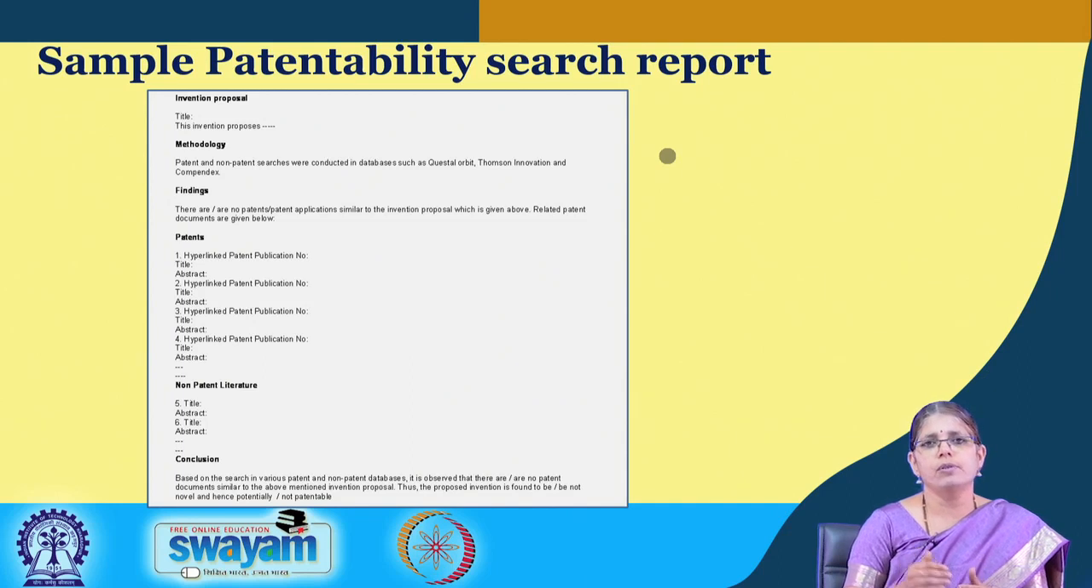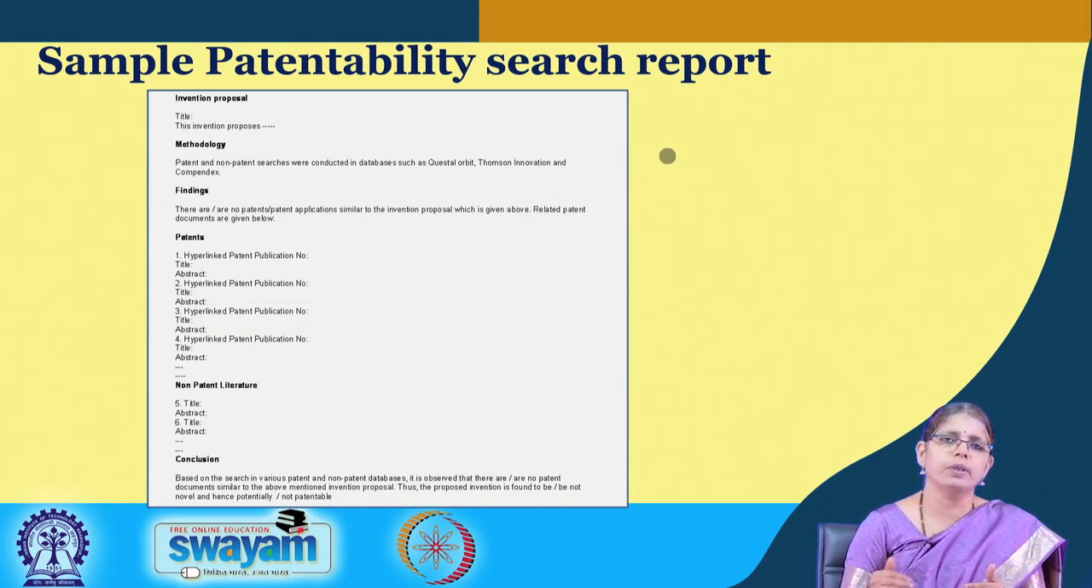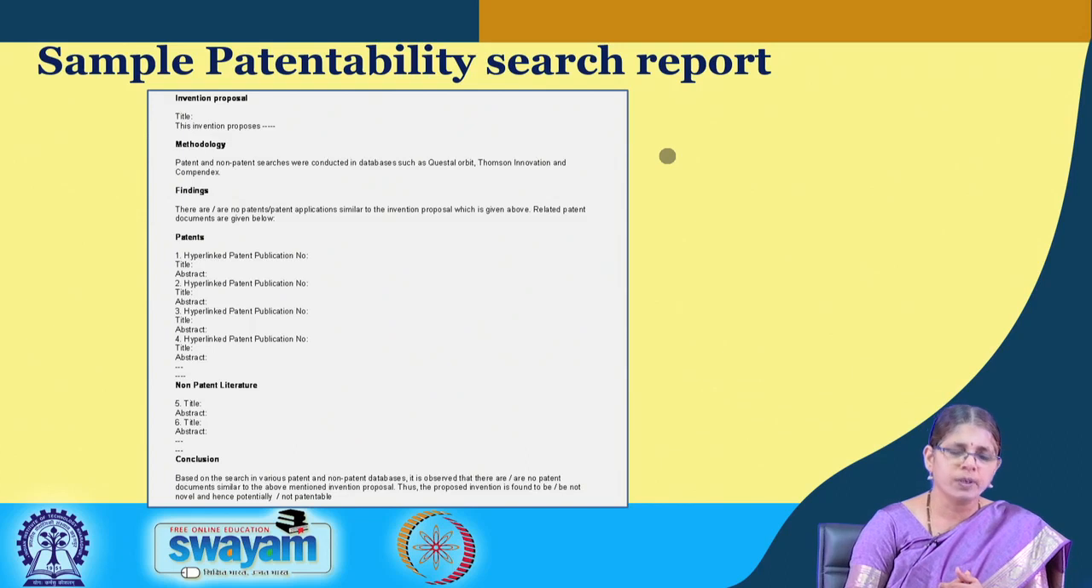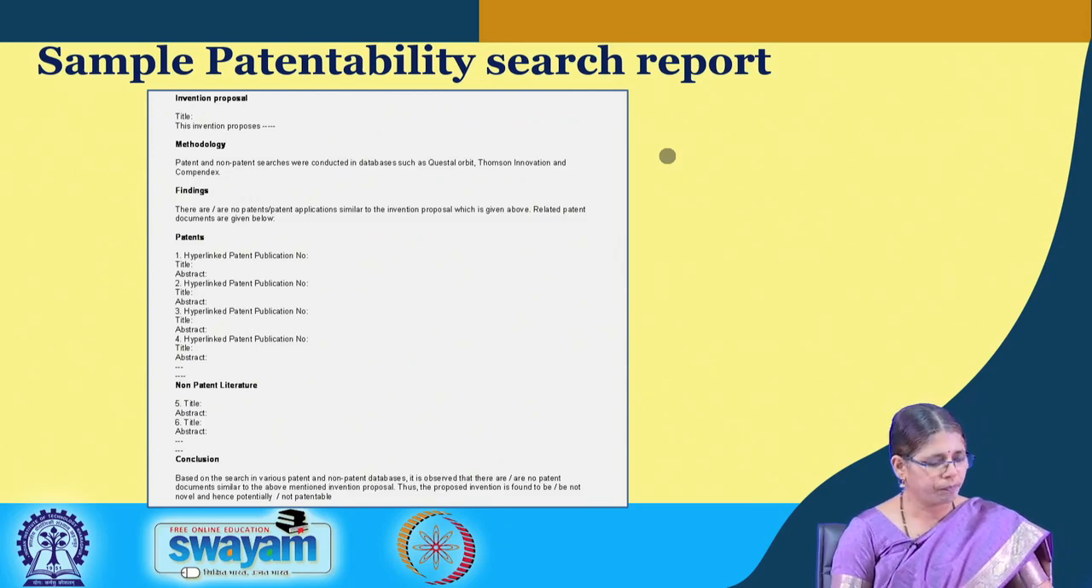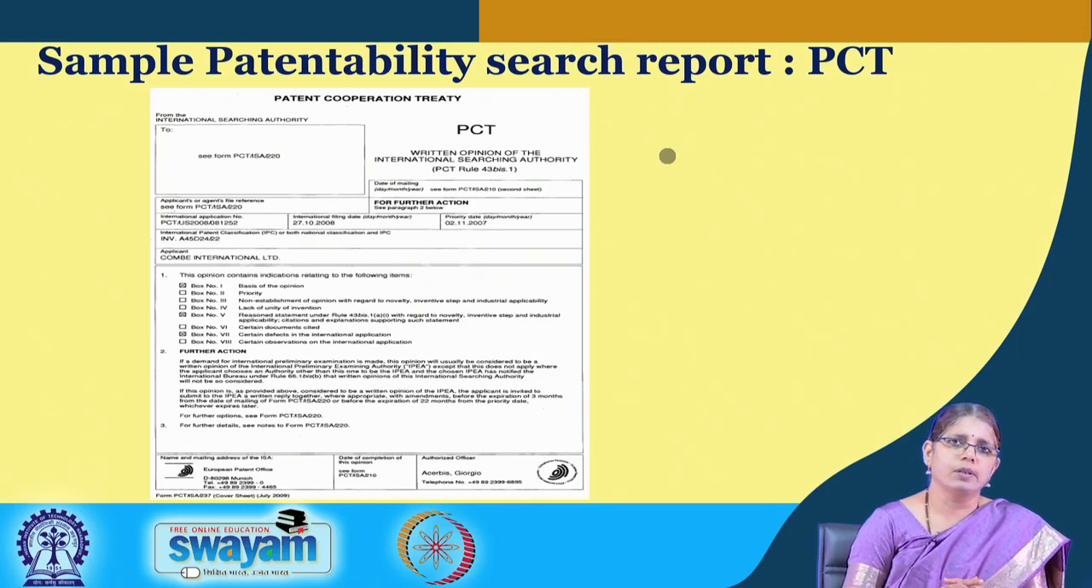The document essentially would have the title, what the invention was about, the methodology used for conducting the search, and what the findings were in the search that you did. Then all the relevant prior art is presented with the publication numbers and titles, and the concluding part of the document is where the decision in relation to patentability is written. This is a simple patentability search report.